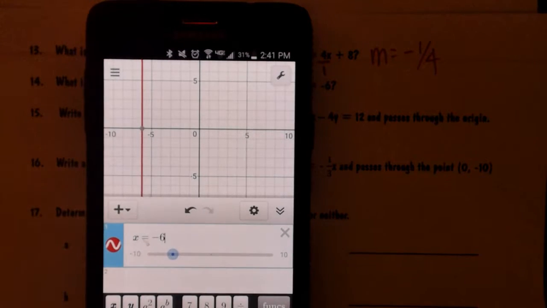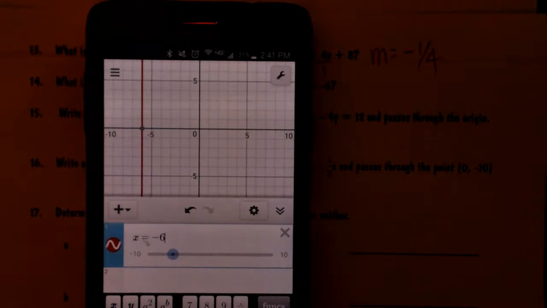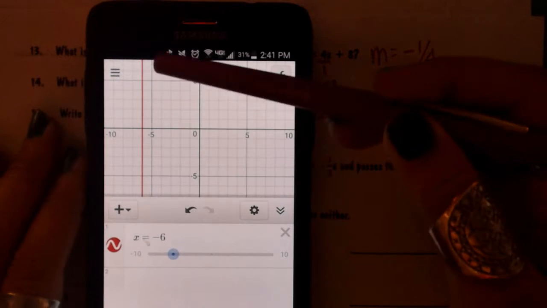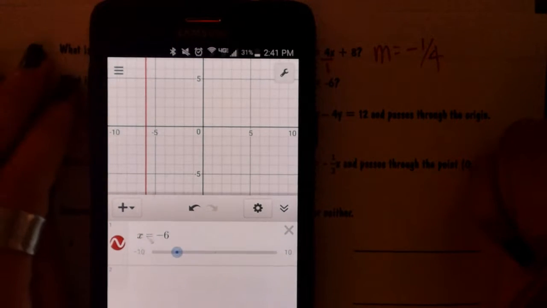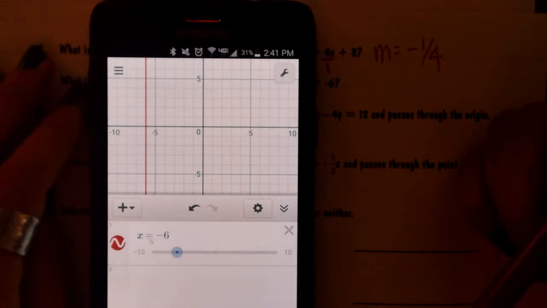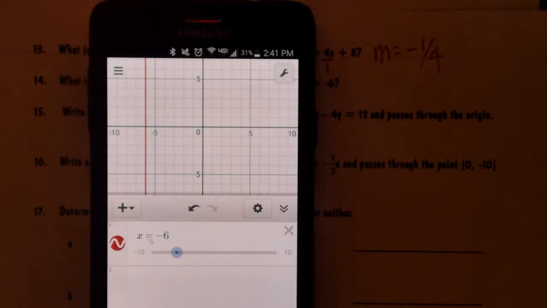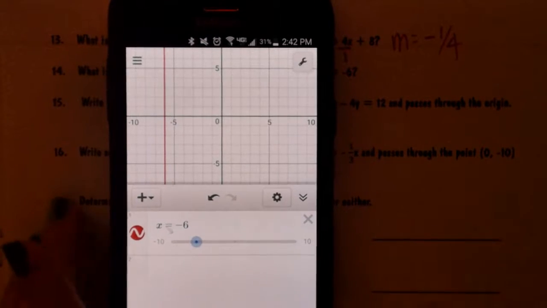Now, children, let's get something clear. All lines are straight. If it's not straight, that's called a curve. Does everybody understand? That's not a line. Now, this is a vertical line. It has an undefined slope. Vertical lines have an undefined slope. We've talked about that before.